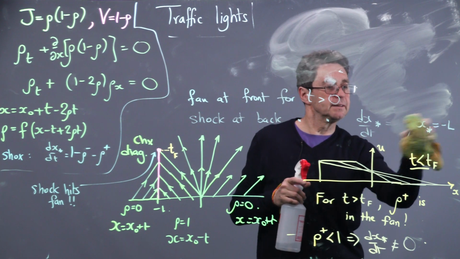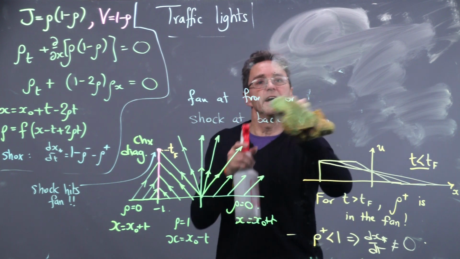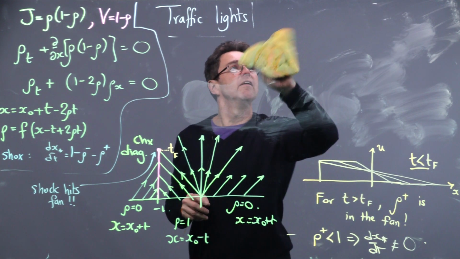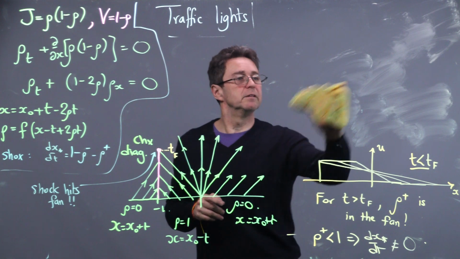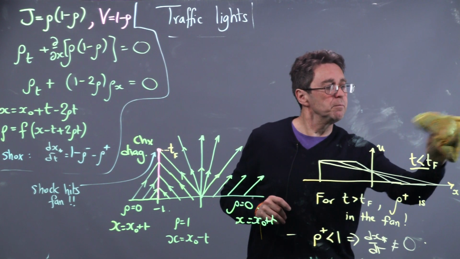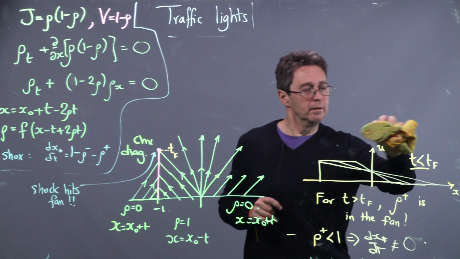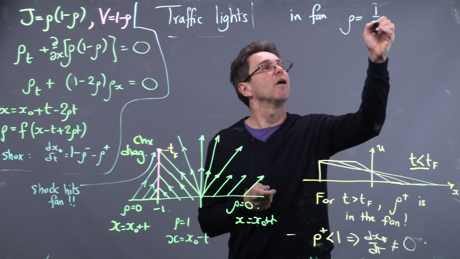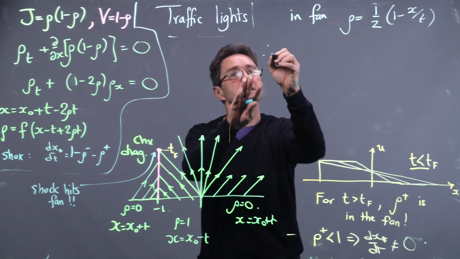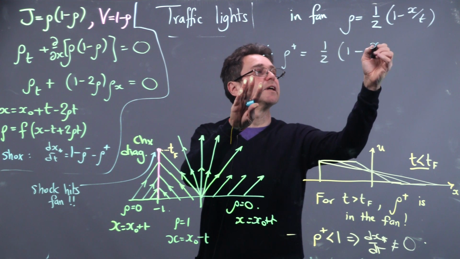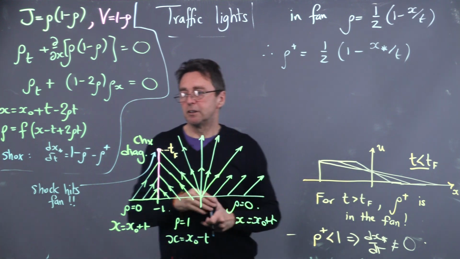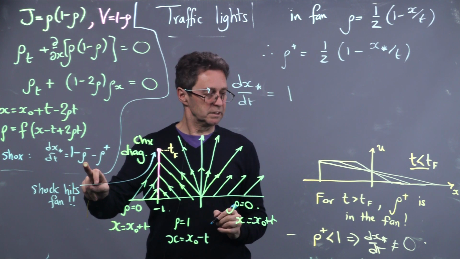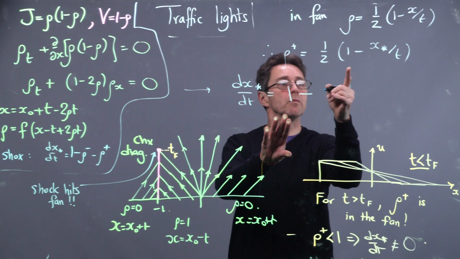So the good thing is that when we're down here, when we're bigger than this time TF, we do have an explicit expression for the value of rho in the fan. Let's just write it down. That's what we derived in the last problem. What we have in particular is that in the fan, rho is 1/2 (1 minus x over t). So that means that rho plus is equal to 1/2 (1 minus x star over t). So let's throw that into here. So we've got dx star dt equals 1. Rho minus is always 0. The values on the left are 0, but we've got minus this.